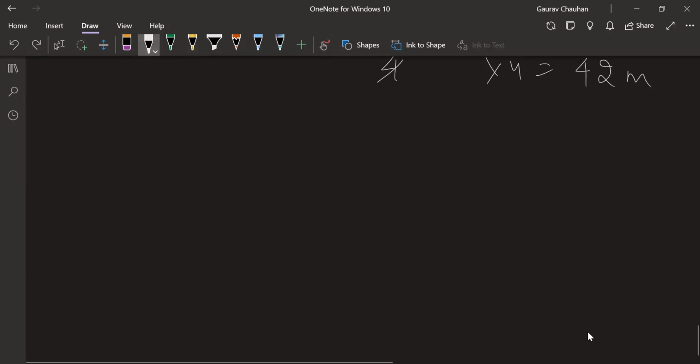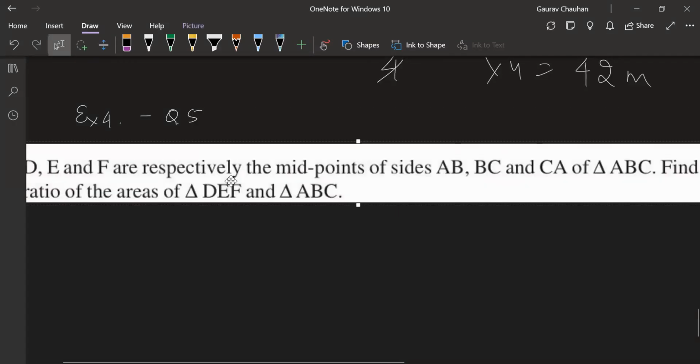Okay, let's start with exercise 4, question 5. Let me copy the question on the board. Who will have asked this? Can you just raise your hands? Exercise 4, question 5, if you know what I'm talking about. D, E, and F are respectively the midpoints of sides AB, BC, and CA of triangle ABC. Find the ratio of areas of triangle. This is the question.